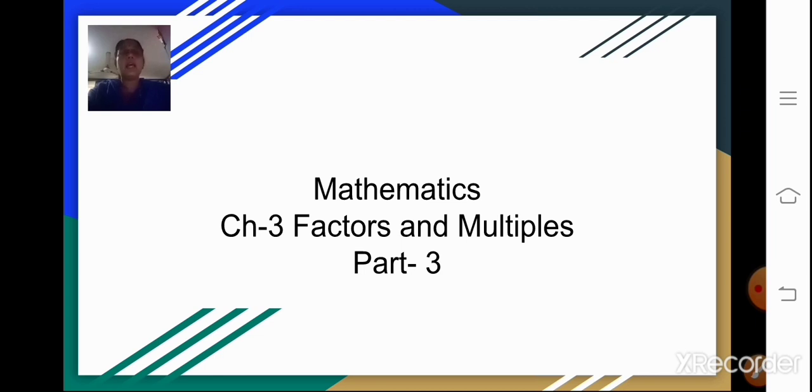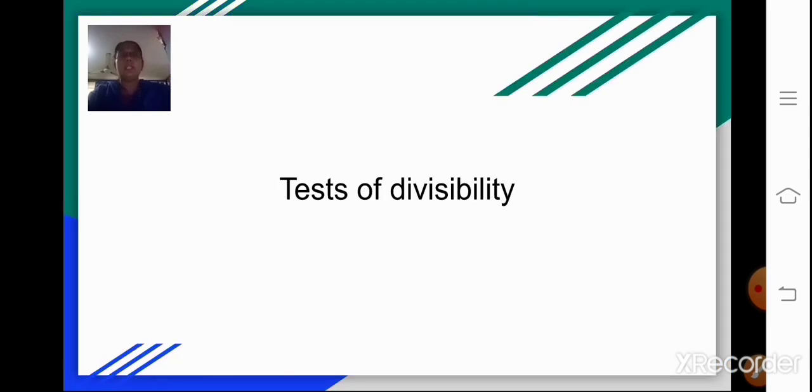Now coming back to our online session, today we will be continuing with chapter 3, that is factors and multiples, and today we'll be doing part 3 of this chapter. In the last class we already studied what prime numbers and composite numbers are. Today we will be doing another topic, that is the test of divisibility.